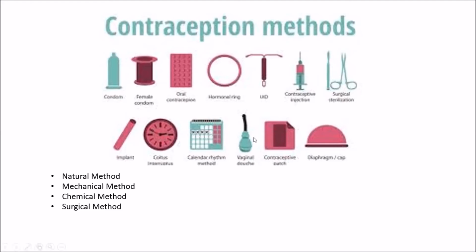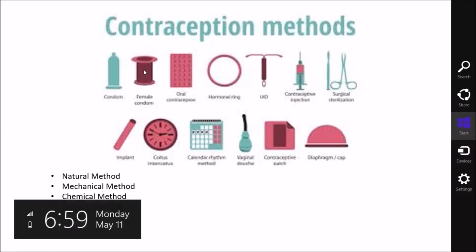Okay, so this picture here just basically shows different contraception methods. You have a condom here, female condom. You also have oral contraceptives, which are basically birth control pills. You can also use an IUD, which is an intrauterine device. I'll talk more about how these devices work. You also have something called a diaphragm cap, but at the end of the presentation, we'll know more about all these different methods.